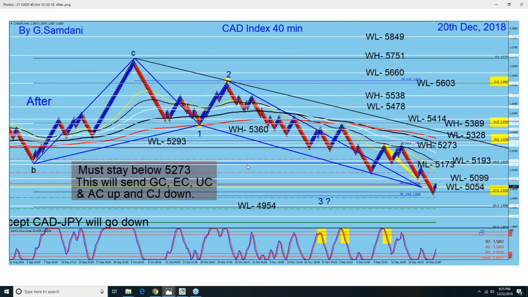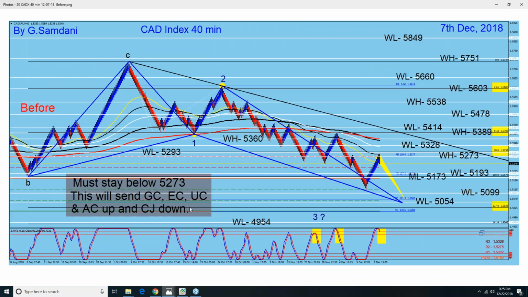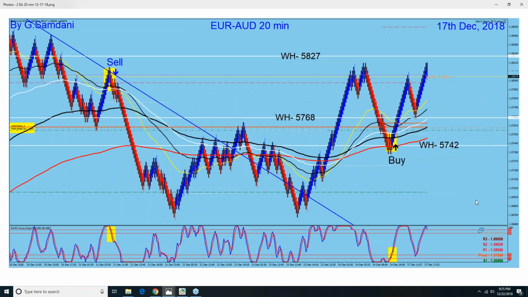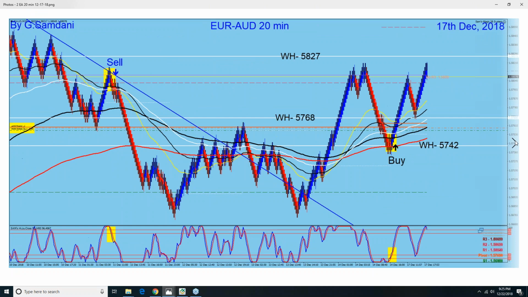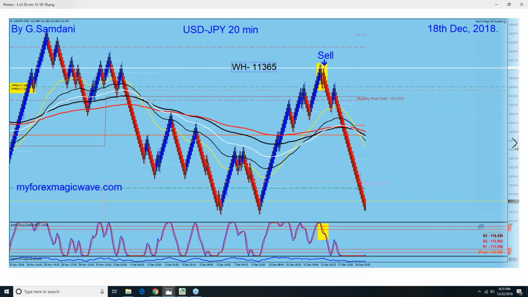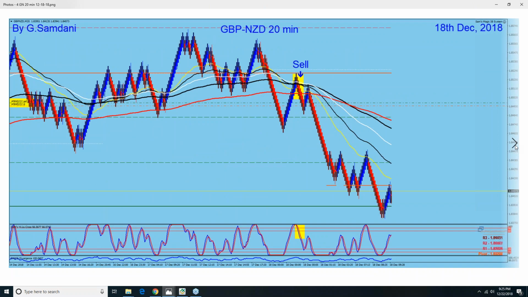And now this chart is CAD. I made this CAD index chart, and I said because of this drop, CAD is going to get weaker, and GC, EC, UC, and AC will go up, and CJ will go down. Means CAD/JPY. So if you go back and start taking a look here at the CAD trades that I did, except CJ, everything will go up, and CJ will go down.